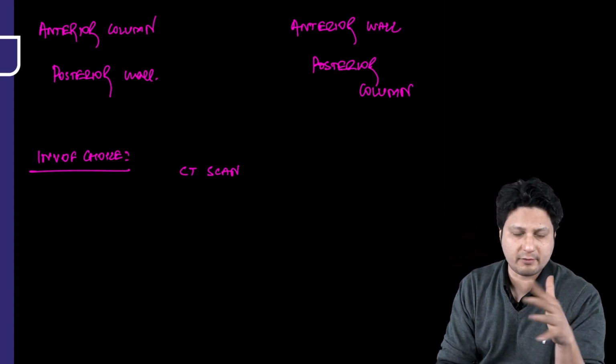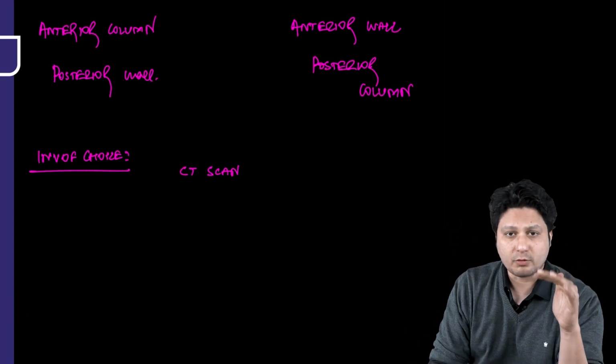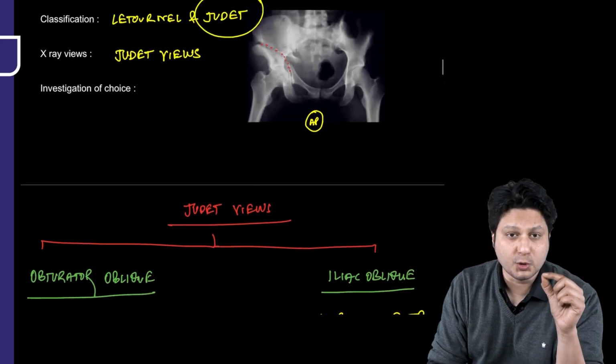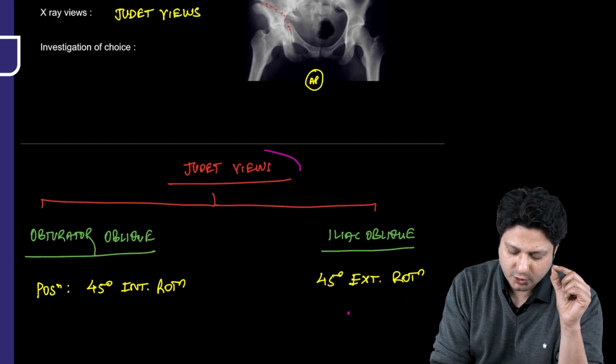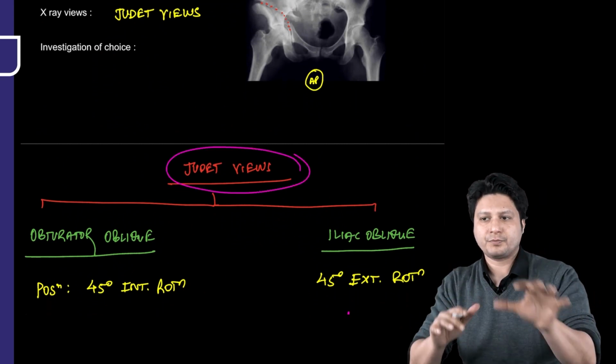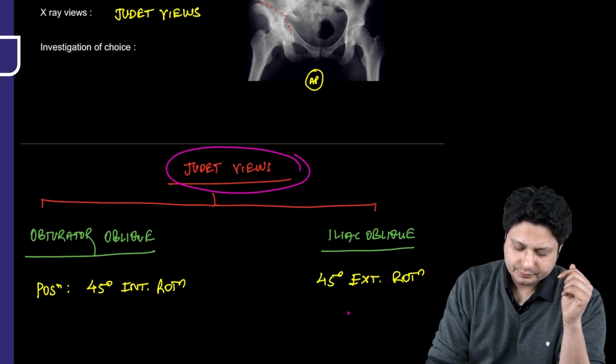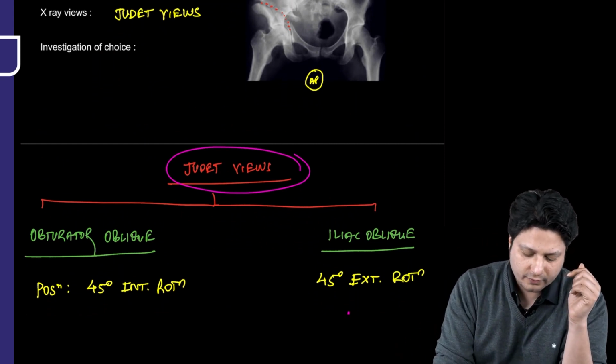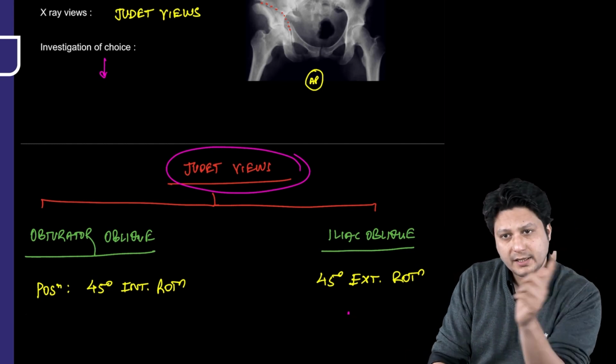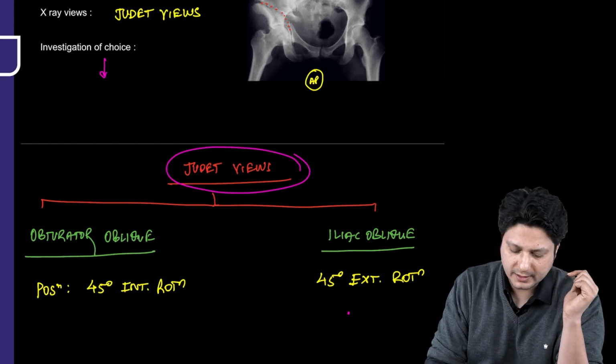Hopefully everything is clear related to this particular topic, and the importance of the word Judet, as I told you repeatedly, is that Judet is important because of two reasons. One, he gave the classification. Two, he gave the X-ray views. All right. So investigation of choice, already you came to know, it is a 3D reconstruction of the acetabulum on CT scan is the investigation of choice.